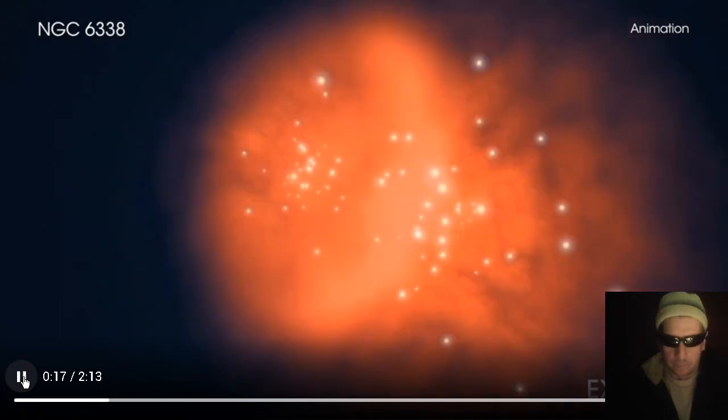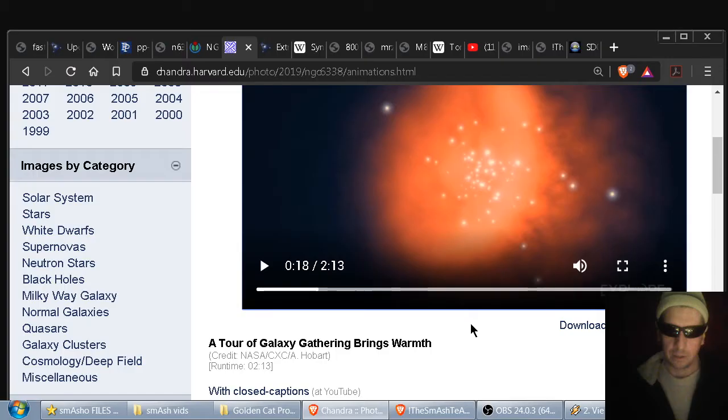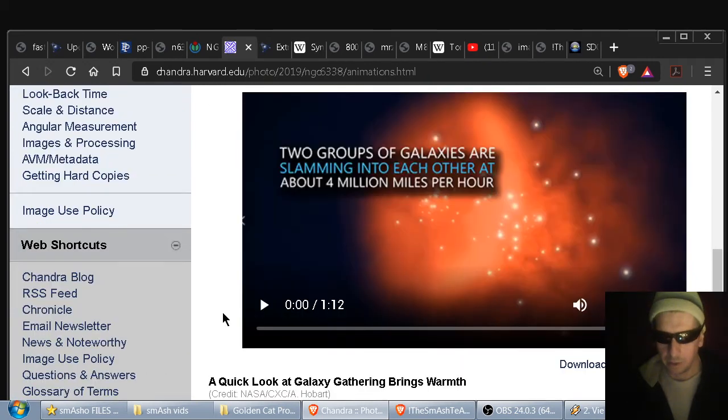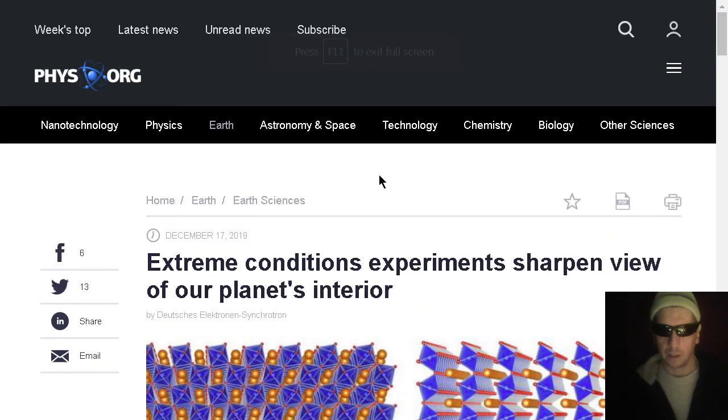So there you go. That's a part of the animation there of NGC 6338. Courtesy chandra.harvard.edu. Yes, Harvard University. So have a read of that article if you like. Let's talk about the Earth's interior structure.